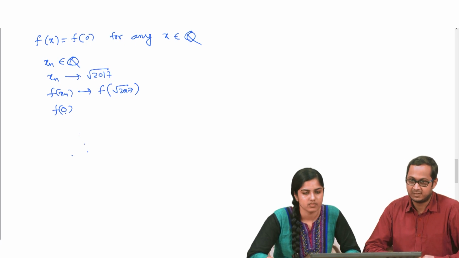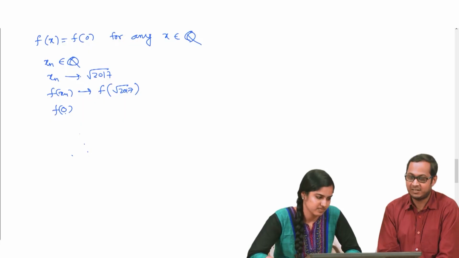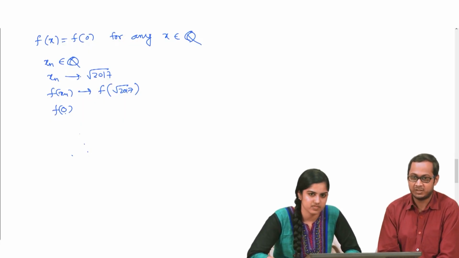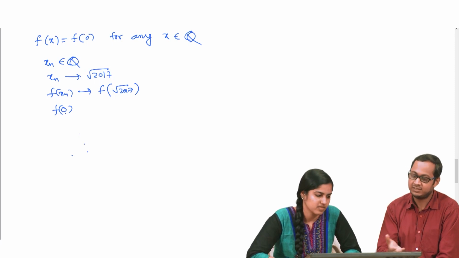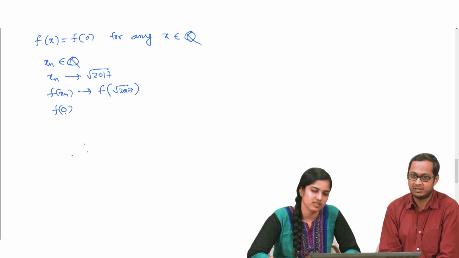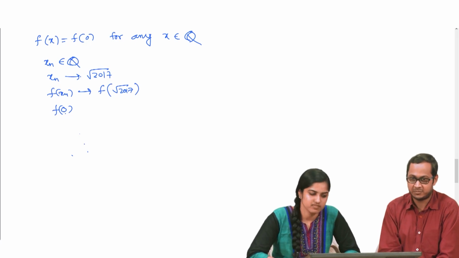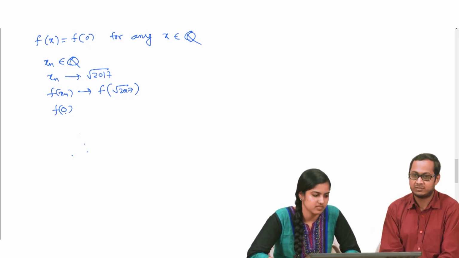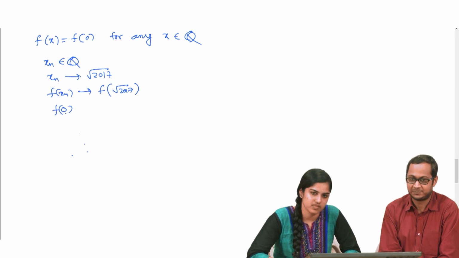Is there any speciality about 2017? No, ma'am. For any irrational number, we can construct a rational sequence in the same way. And since on the rationals it is constant f of 0, for any irrational number also it will be that constant f of 0. So actually the function is constant on the whole real line. Fine, that's good.